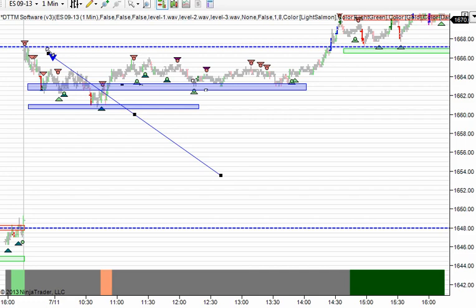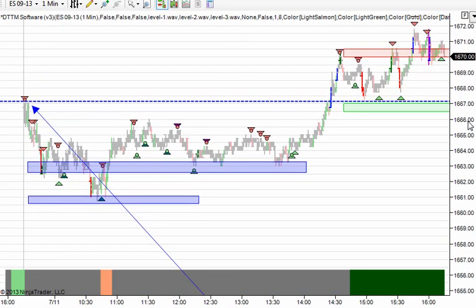Now you can see that early in the day we were at this 67 level, which is bigger picture. Let me make this chart a little bit easier to see.